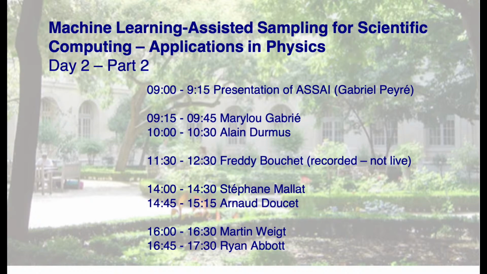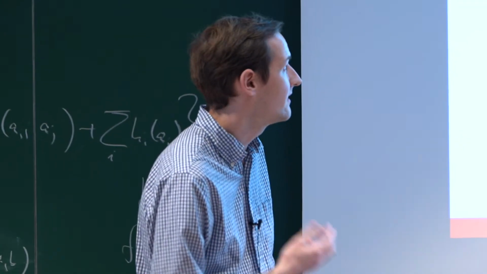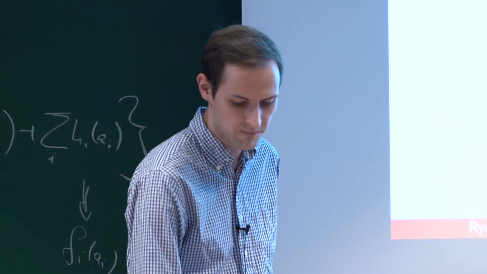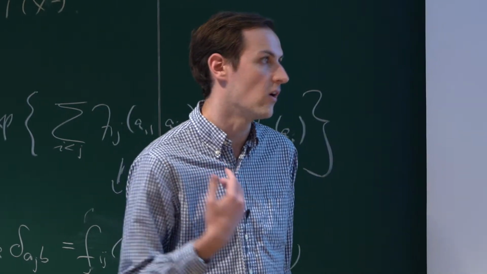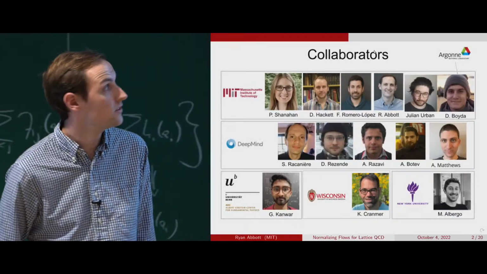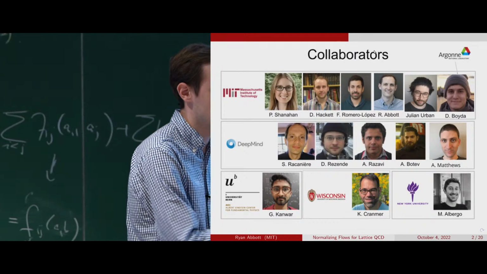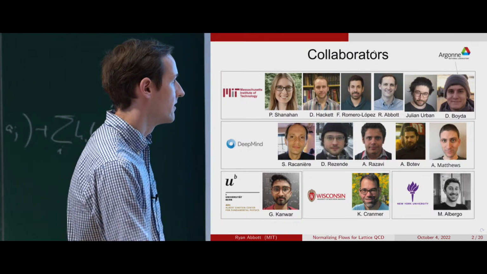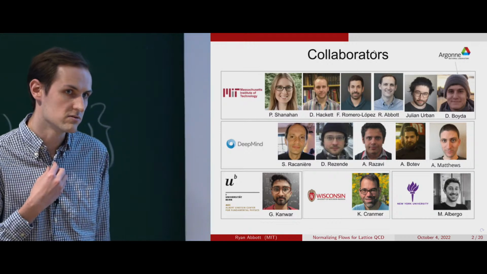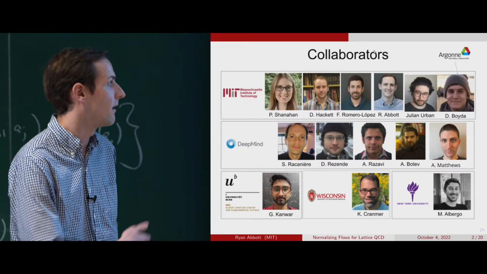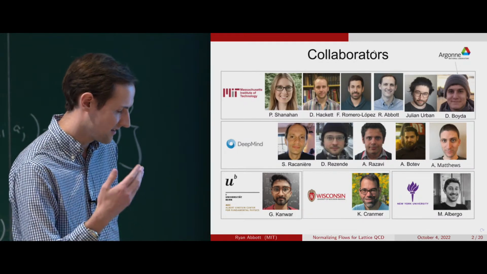So I'd like first to thank the organizers for inviting me to give a talk here. Today I'm going to be talking about normalizing flows for lattice QCD. But before I start, I should say that all of this is work that's done as part of a larger collaboration. There are a good number of us who work under Phiala Shanahan at MIT. We also have some collaborators at DeepMind, as well as people at Bern, Wisconsin, and NYU. All the work that I'm going to be talking about was done in collaboration with all of these people.